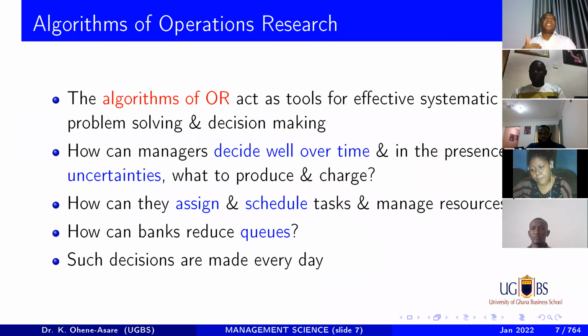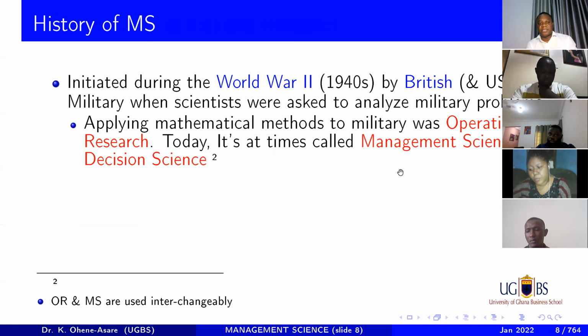For example, how do you decide ahead of time, in the presence of uncertainties, what to produce, how much to charge, how much profit to generate? How do you assign workers and schedule tasks for them, so that you'll be able to do scheduling? How can you reduce queues in banks, when students are registering, in voting time? How do you reduce the queues? There's something known as a queuing model. We shall look at that. Okay. So these are things that happen in real life businesses.